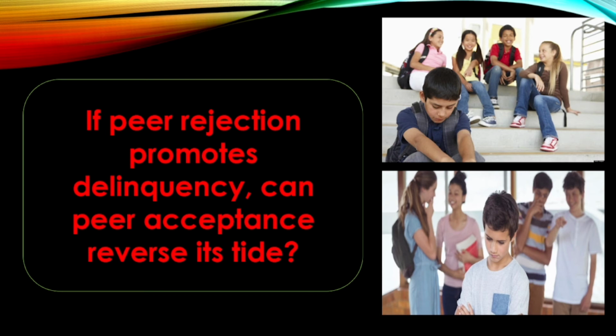So, let's answer this question. If peer rejection promotes delinquency, can peer acceptance reverse its tide? Peer rejection may help increase and sustain antisocial behaviors because outcast kids become suspicious of other people's motives and become more likely to respond in an antisocial manner.